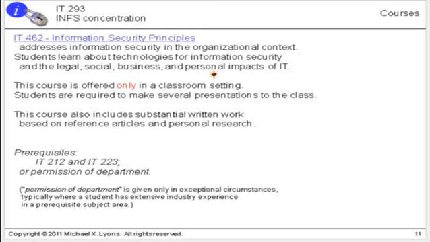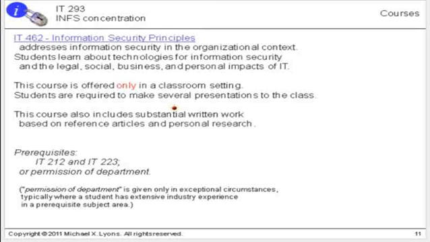At the moment, we have one section of this course each spring and fall, and it's only in the classroom. One of the reasons for that is students are required to make several in-person presentations. So almost every week, there's some number of students who have to stand up in front of the class and give an oral report on a relevant topic that they've gathered from current affairs or news or related to course content.